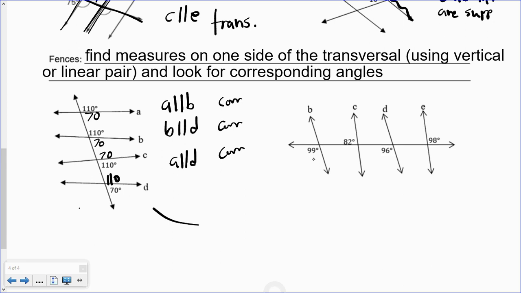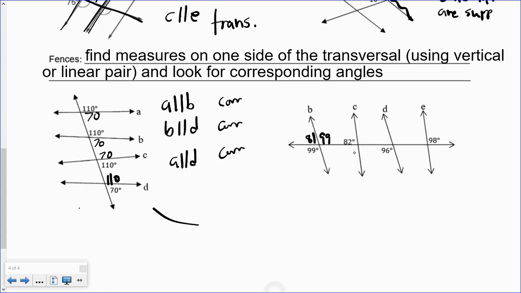So how can I use this 99 to help? It's vertical to this one, so I can write a 99 right here because they're vertical. What would the angle next to that be? How would I find that? It's 180 minus 99, which is 81. Again, you use vertical and linear pair sometimes. So I shift the 99 up and then I use my linear pair.